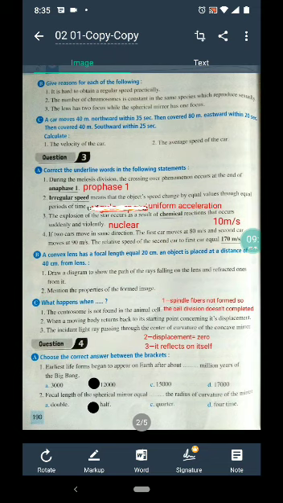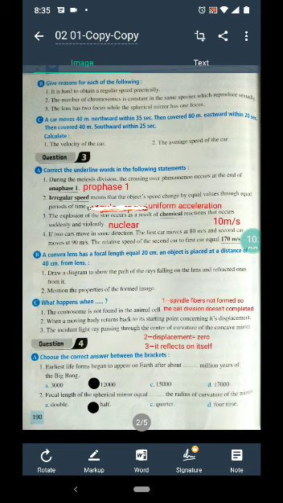Number 3: the incident light ray passing through the center of curvature of the concave mirror will reflect on itself. Here it reflects on itself because when passing through the center of curvature, it will be perpendicular to the reflecting surface, so it will reflect on itself.